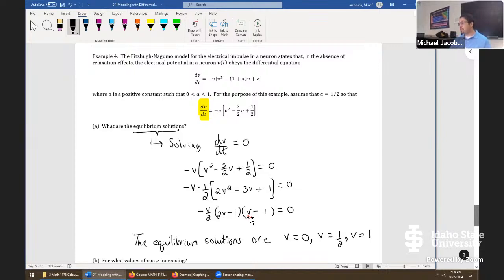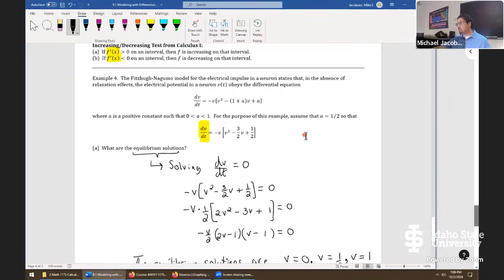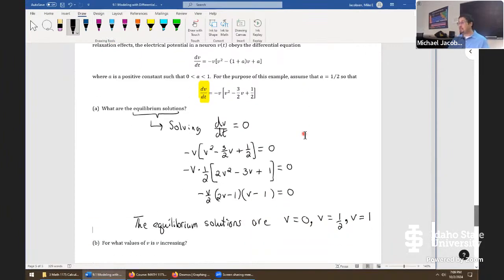Well, we got it, folks. Those are the equilibrium solutions to this derivative. Just when the derivative is 0 is what we're producing. There we go. So when you go to do this on your problem, that's essentially all you're looking for right here.